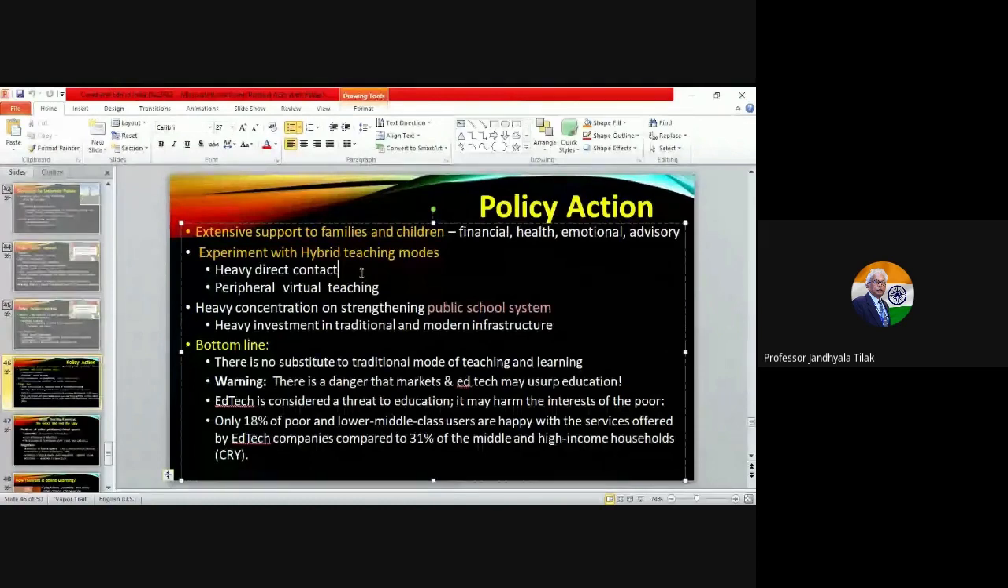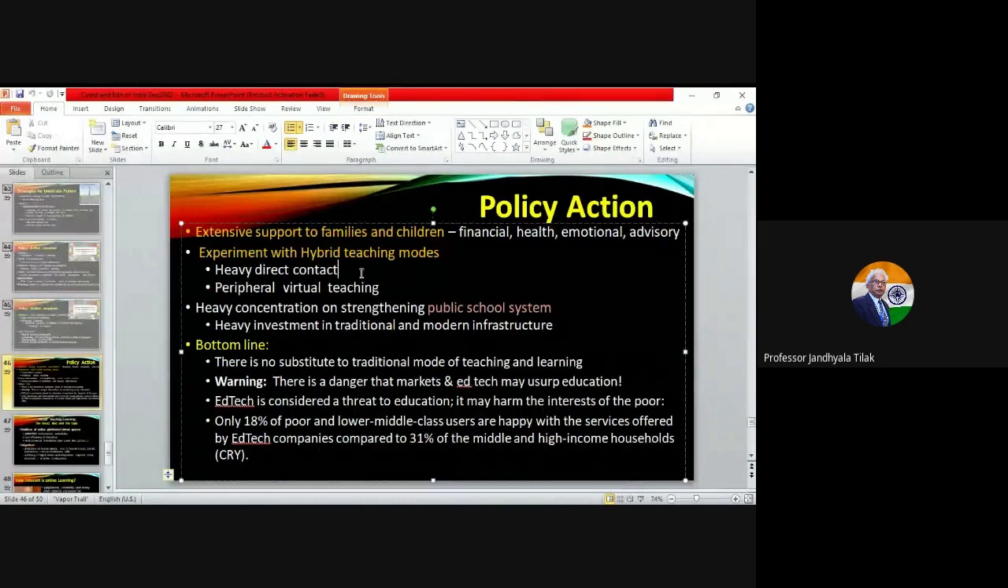But there is a danger that the markets, with the technology market that is developing, can usurp education altogether. And it's already being stated, in fact, some limited evidence is coming from the field that education technology is posing a big threat to good education. It may harm the interests of the children in general, and the interests of the poor people and rural children much more because they don't have any access. And if that is taken as a major instrument of educational policies, then the normal traditional method gets weakened and the children will be doubly deprived.